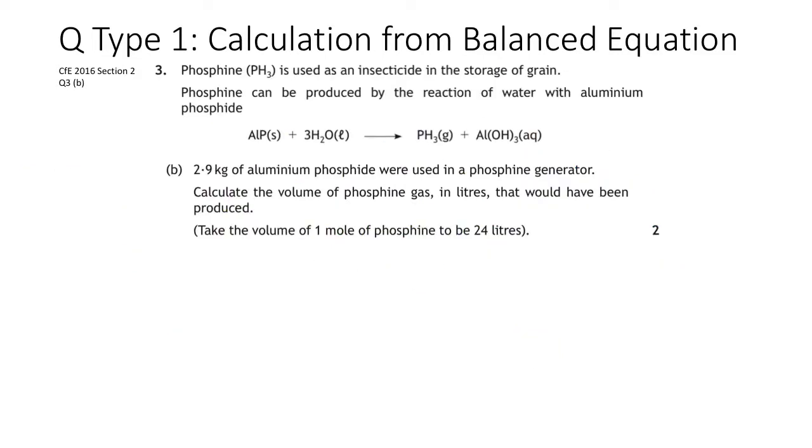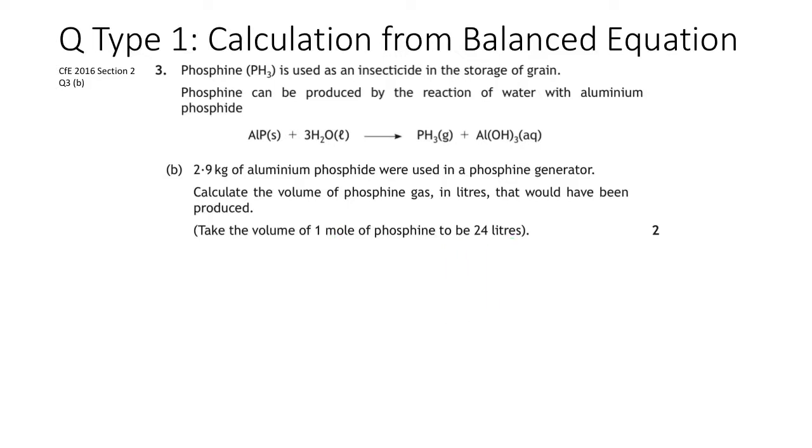Phosphine is used as an insecticide in the storage of grain. Phosphine can be produced by the reaction of water with aluminium phosphide, and we have our balanced equation there. So 2.9 kilograms of aluminium phosphide were used in the phosphine generator. Calculate the volume of phosphine gas in litres that would have been produced. Take the volume of 1 mole of phosphine to be 24 litres.